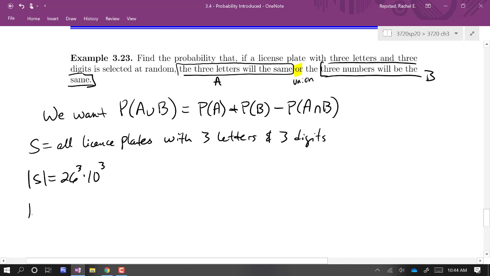Now, let's think about the size of A and the size of B, and also the size of the intersection. So the size of A, that's the event that the 3 letters will be the same. So there can be only 1 letter that I pick. There's 26 ways to choose that letter. But once I've chosen it, I can't choose any other letters. But I can choose any numbers I want. So that'll be 26 times 10 cubed.